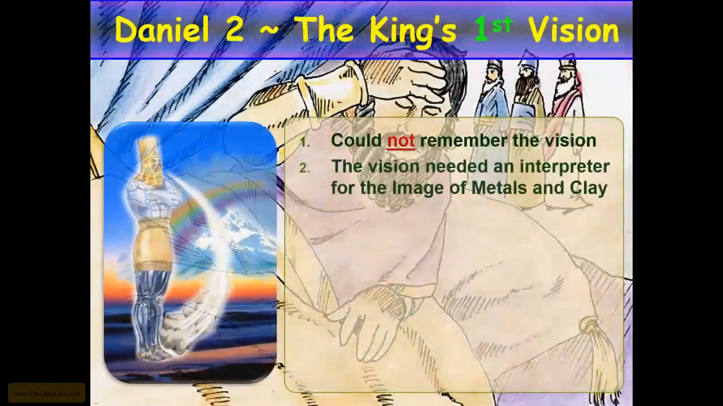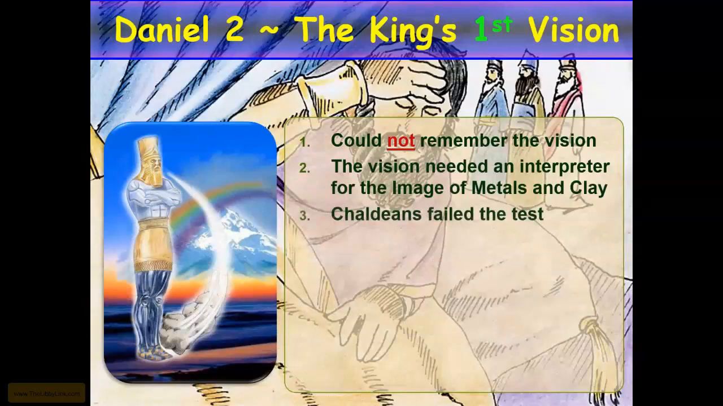Now, in Daniel 2, the king simply could not remember his vision, and obviously the king needed some help. The vision needed an interpreter for the image of metals and clay. And number 3, the Chaldeans failed the test.